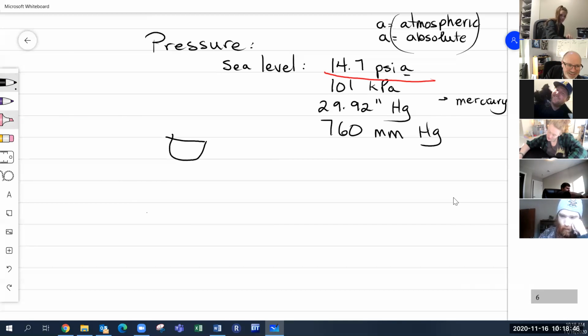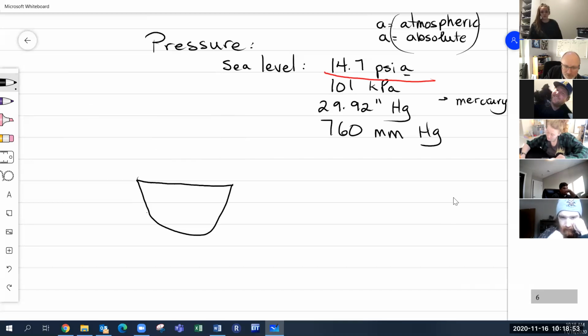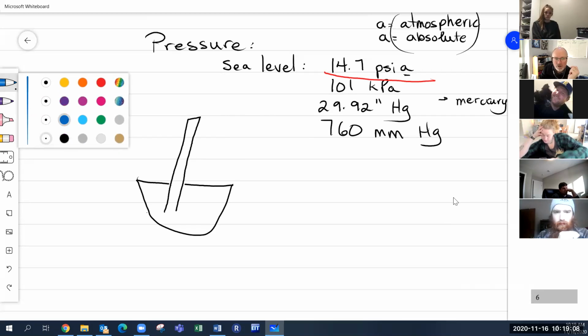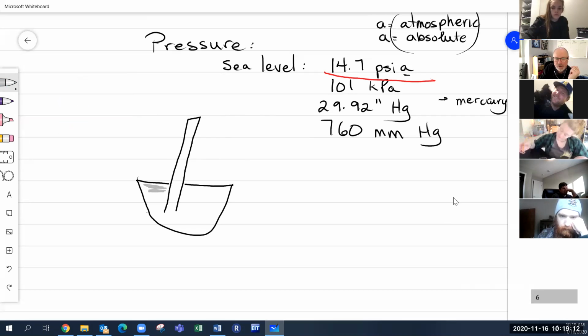So he took this bowl. He had this big bowl. Let me make it bigger. There we go. He took this bowl, and in this bowl, he put a tube in it. He got this tube with a closed end, and he put it in the bowl. And then in this bowl, he filled it up with mercury.